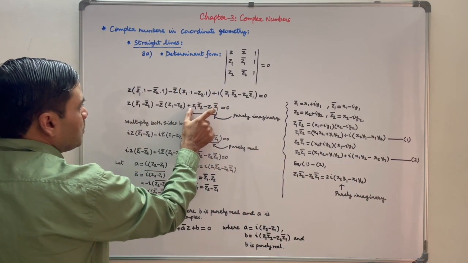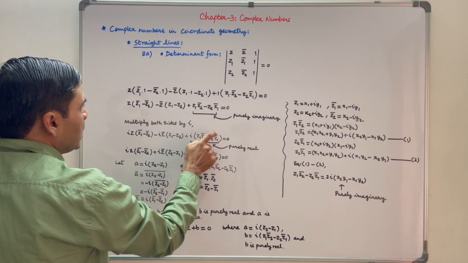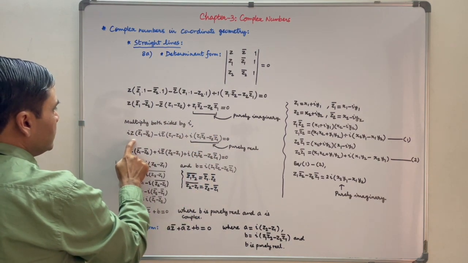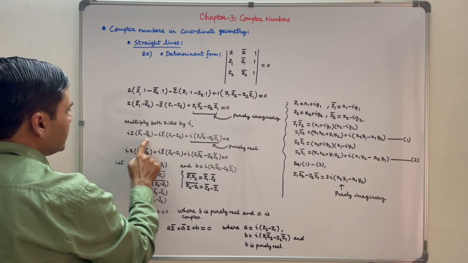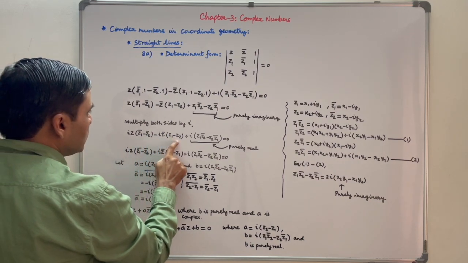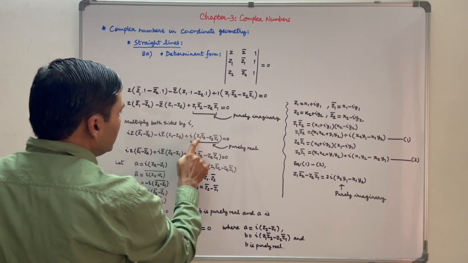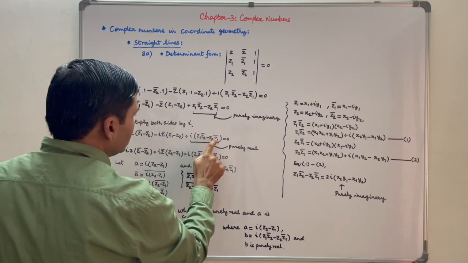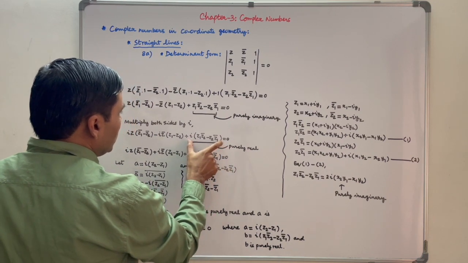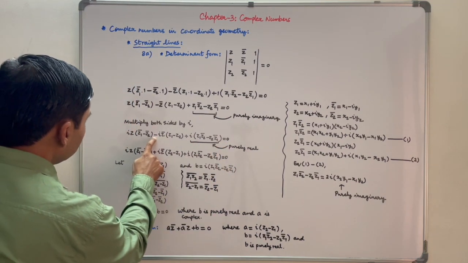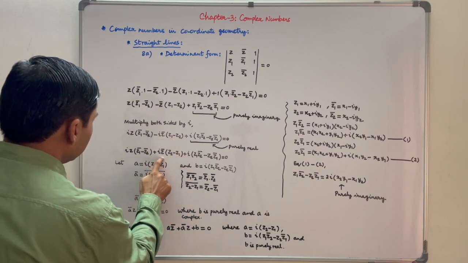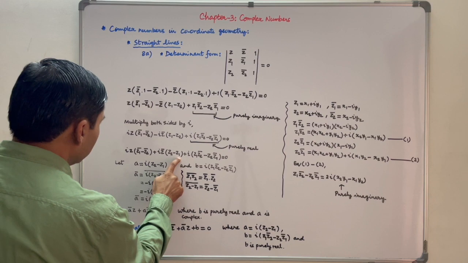To make this part purely real, we need to multiply both sides by i. So we will get iz into z1 bar minus z2 bar minus i z bar into z1 minus z2 plus i into z1 z2 bar minus z2 z1 bar is equal to 0. Now this part has become purely real. Take minus sign inside the bracket. So second term will be plus i z bar into z2 minus z1.